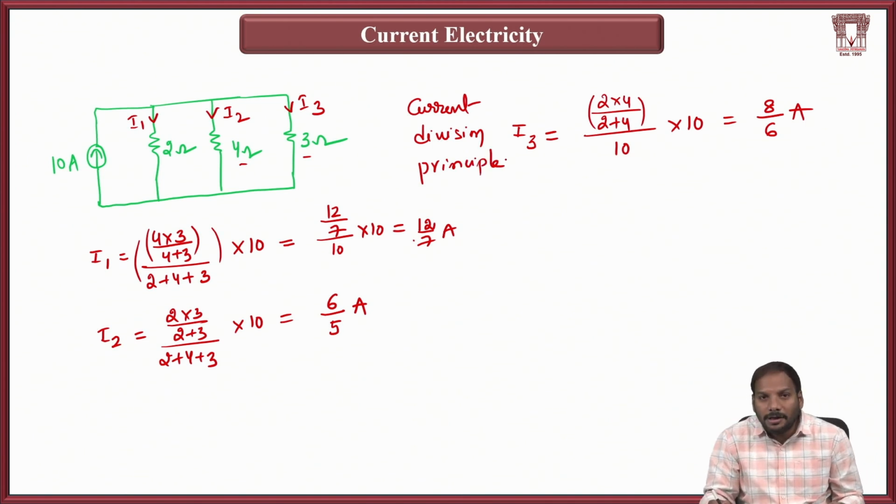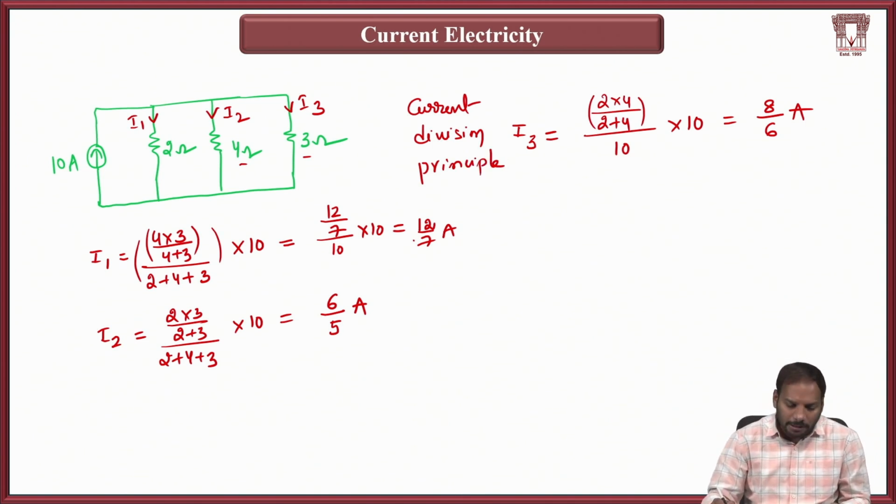So the advantage of the current division is what I said: it is not required to calculate the voltage across the resistors to calculate the currents. Similarly, the advantage of voltage division is that it is not required to understand anything about the current. This is the main advantage of both the voltage division principle and the current division principle.